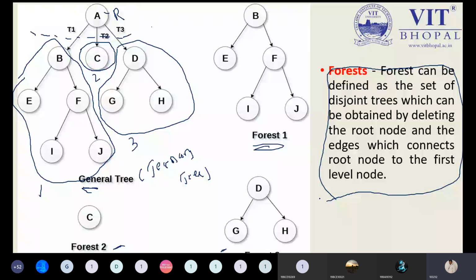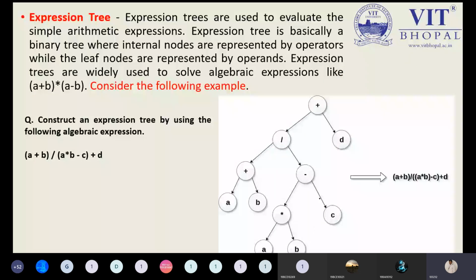Now moving to expression tree. Expression tree is basically used to evaluate your expression. It can be used to evaluate a simple arithmetic expression. An expression tree is basically a binary tree. Keep in mind, in an expression tree, internal nodes are represented by operators, while the leaf nodes are represented by operands. Please keep in mind all these points for understanding the expression tree.